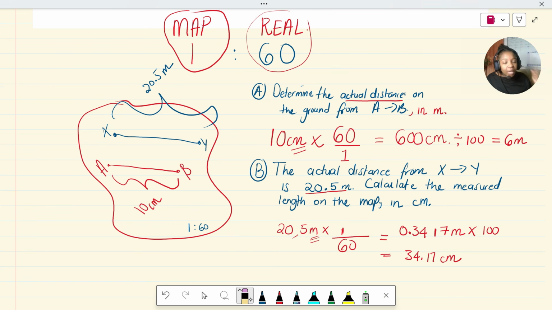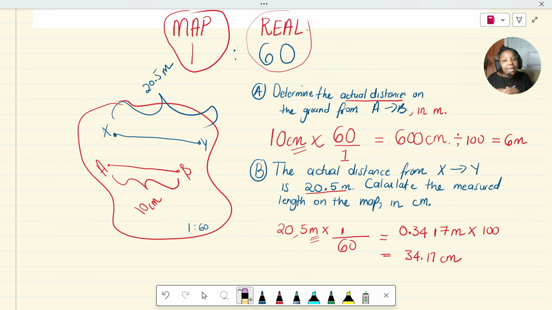If you're given the measured distance, then you need to write that value under the map. Okay, and then from there you just cross multiply to get your answer. But remember, I just like using this method because it gets us straight to our answer quicker. All right, so that is how we work with our number scale.